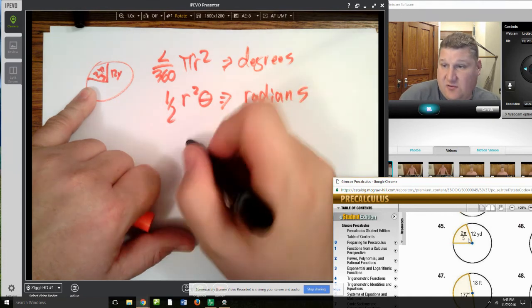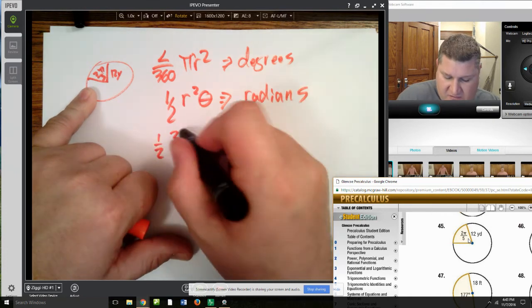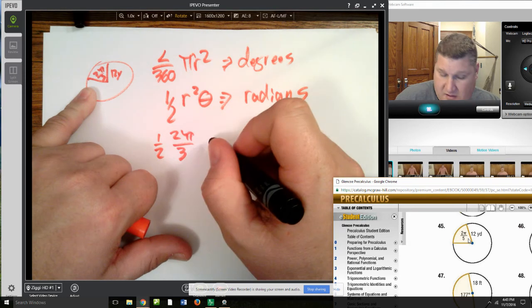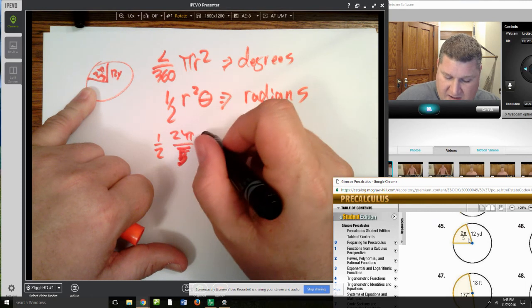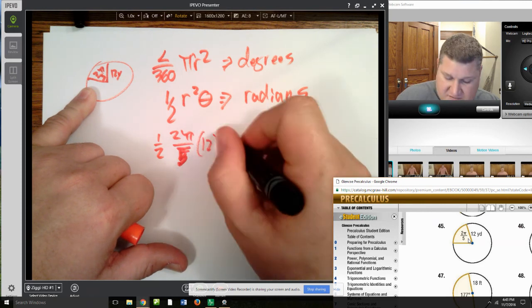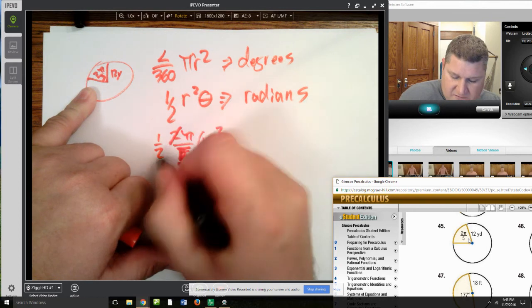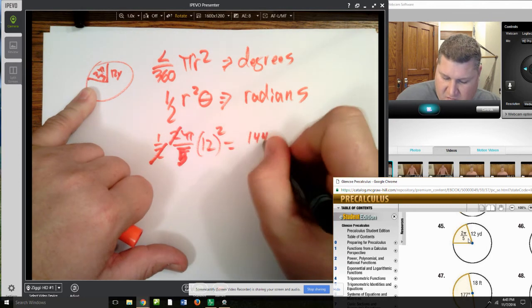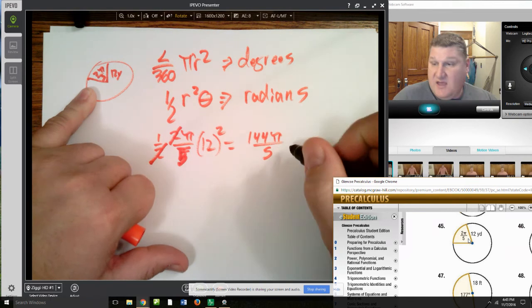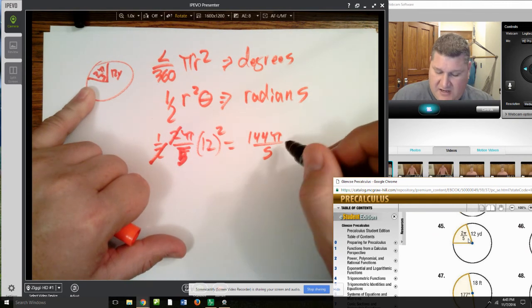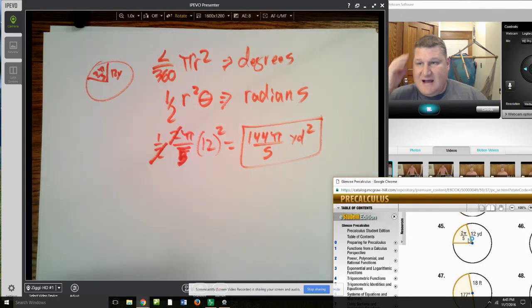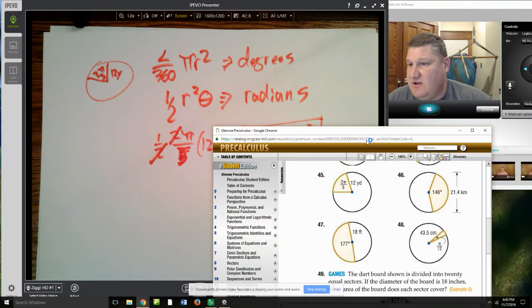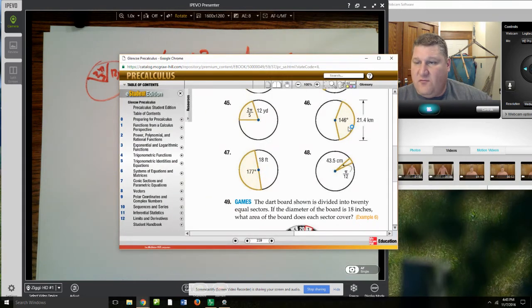So all I have to do is take 1/2 of 2 pi over 5, and we're going to multiply that by 12 squared. So here we go, cancels, cancels. I have 144 pi over 5, and it makes sense because we're going to be in yards squared. So again, our units hold up, but you must do it in radians, not in degrees. So for example, in 47 or in 46, you're given degrees, you got to change it to radians.